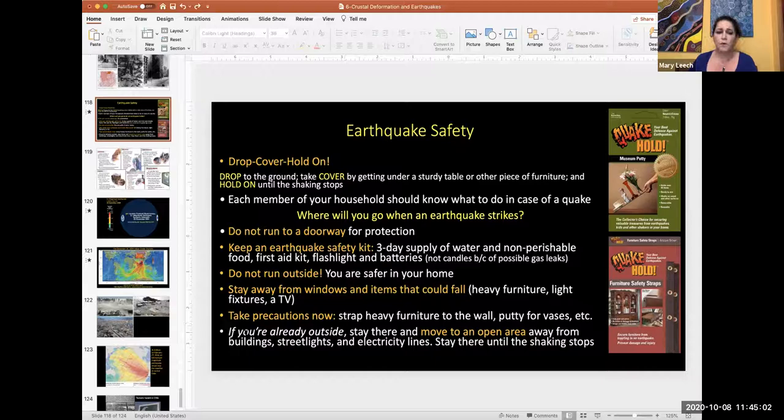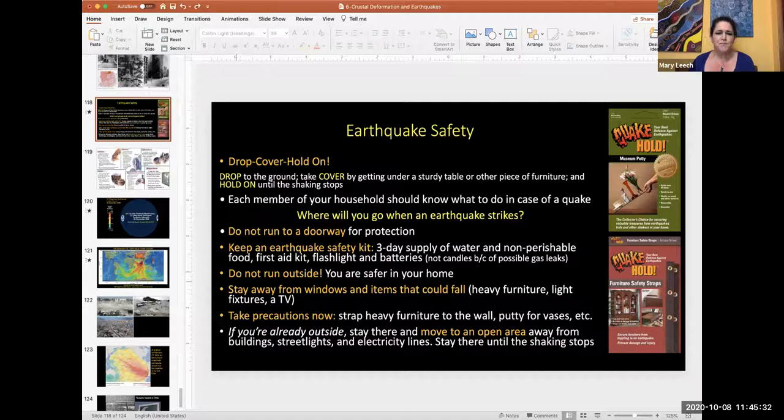If you're outside though, you should move to an open area. That's this bottom one. If you're outside, stay outside. Move to an open area that's away from buildings, away from streetlights, electricity lines, and stay in an open area until the shaking stops. So maybe you go to a park or, heck, in the middle of the street if you had to. But just watch out for cars too. Driving cars might not feel it. A lot of people who were driving during the Loma Prieta quake didn't feel it.